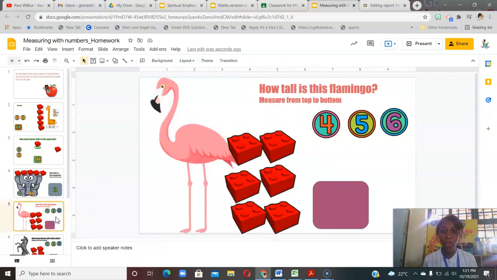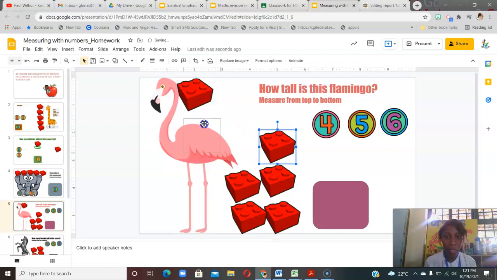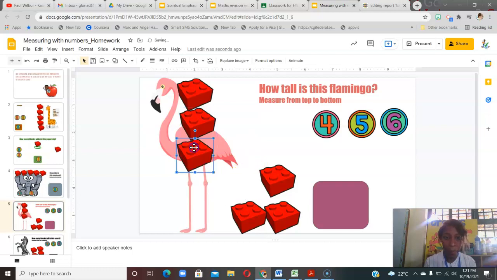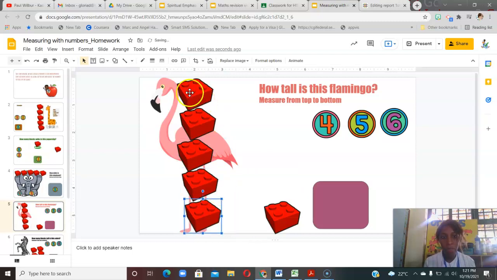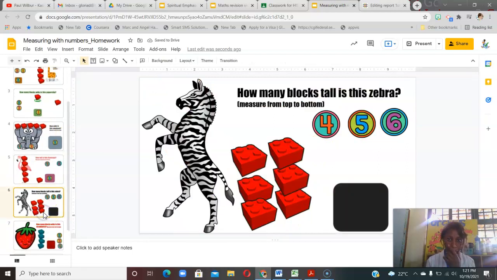You're measuring from bottom to top or from top to bottom. So here's the flamingo. We're going to measure how tall the flamingo is. The blocks are going to go from top to bottom. We are measuring how tall. And remember, the blocks should not overlap. They should just slightly touch each other but not overlap. That way you can get the correct number of blocks. There we go. So that's 1, 2, 3, 4, 5. 5 blocks. Super duper.